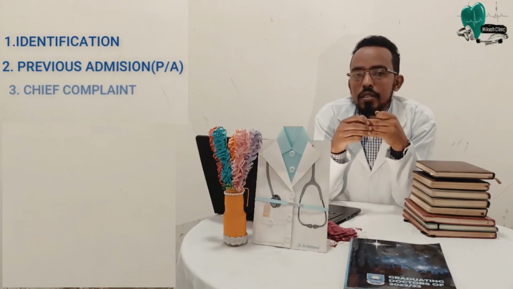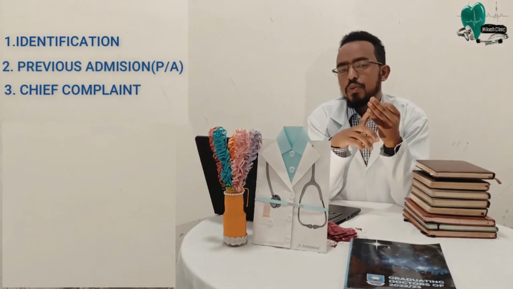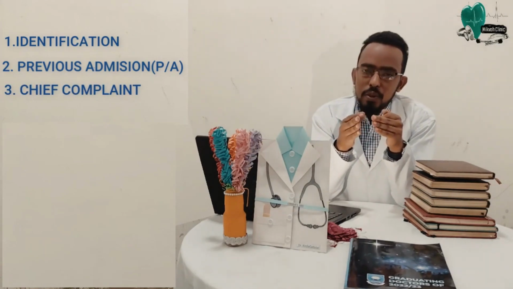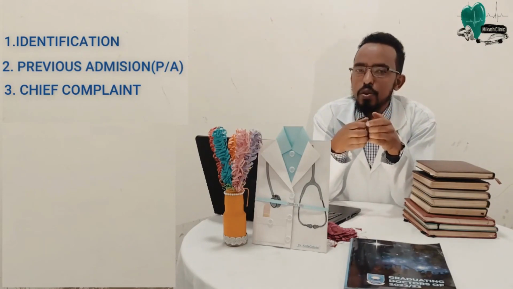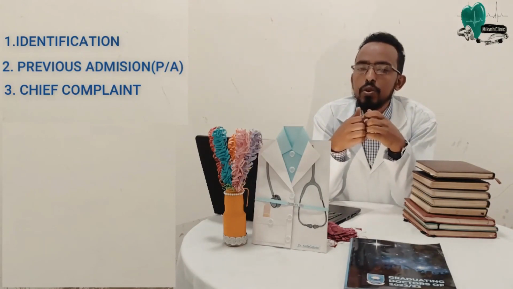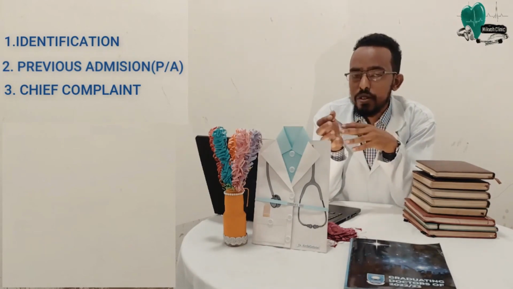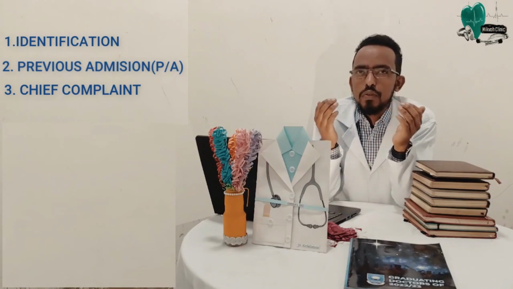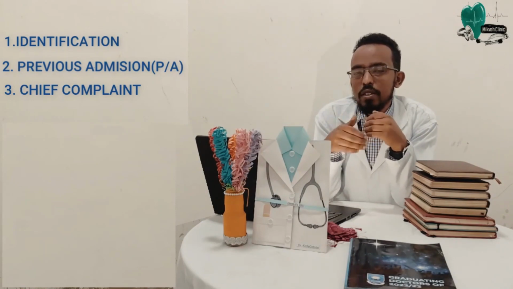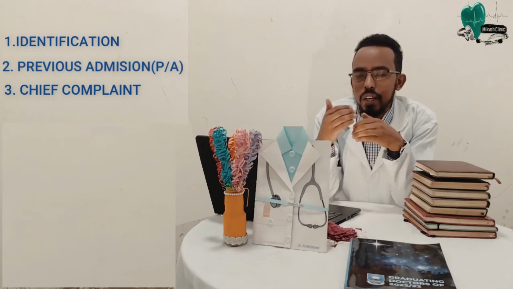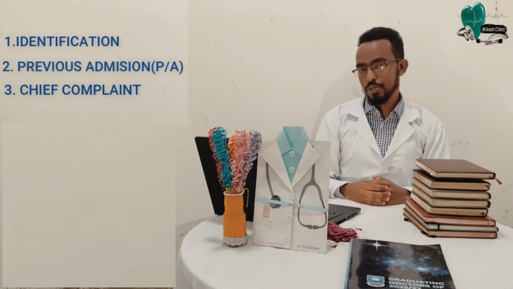The next thing is the most important component of history, the chief complaint. The third one is the chief complaint. The chief complaint is the one which helps us to decide on which areas to focus, on which symptoms to focus. It will also help us to outline our differential diagnosis for the patient. So considering those differential diagnoses, we can reach the diagnosis. So the path of the history, the area that we are going to focus on, will be decided by this chief complaint.